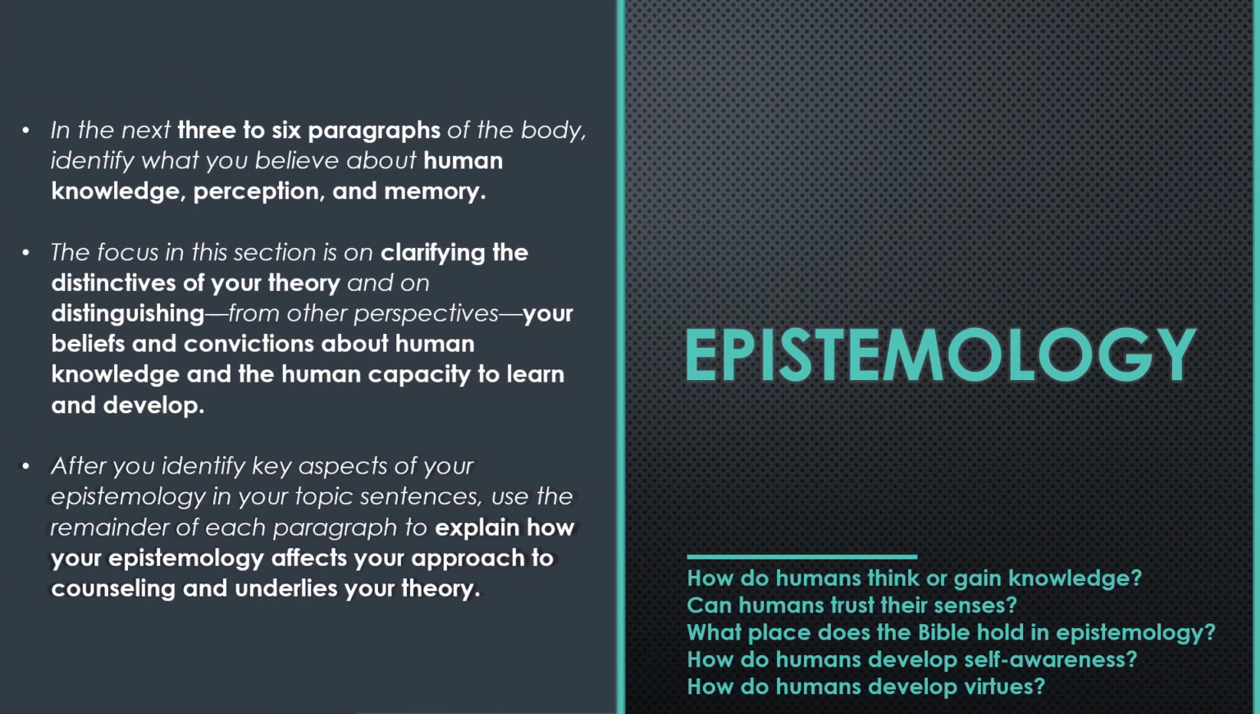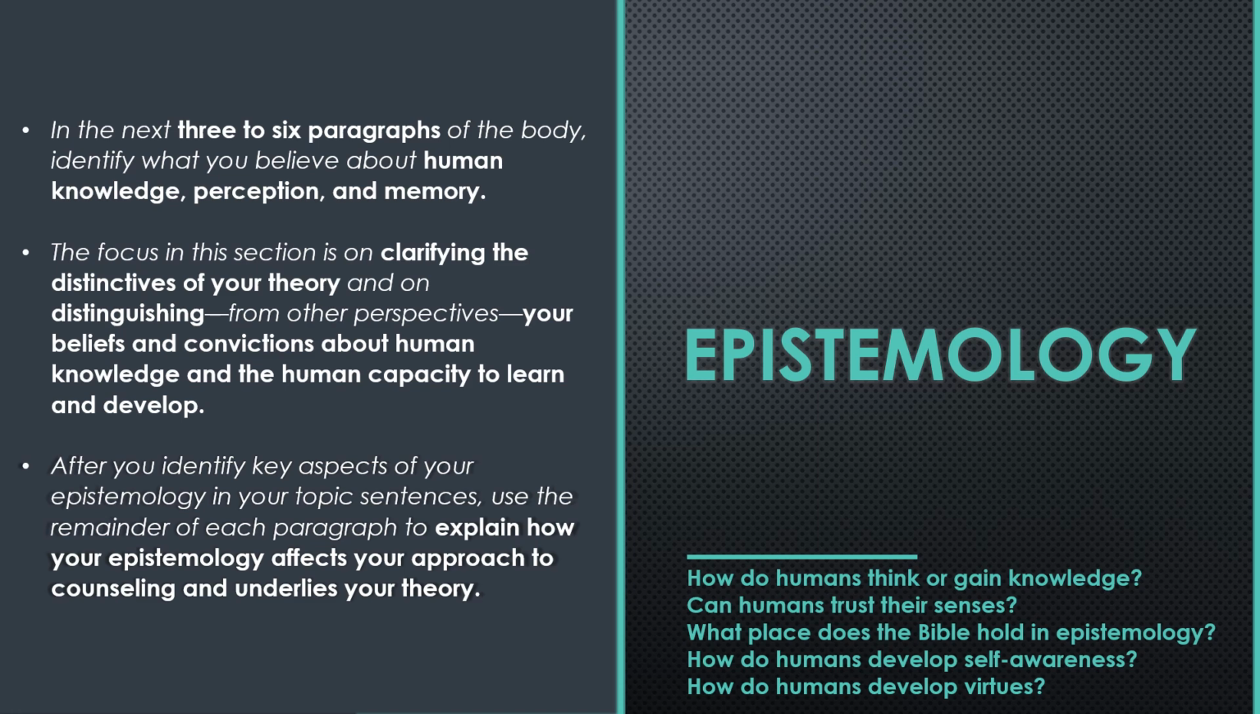After you identify your unique presuppositions, include a section on epistemology, your theory of knowledge. In the next 3 to 6 paragraphs of the body, identify what you believe about human knowledge, perception, and memory. Seek to address questions like, how do humans think or gain knowledge? Can humans trust their senses? And what place does the Bible hold in epistemology?